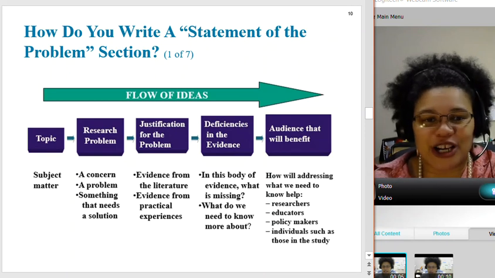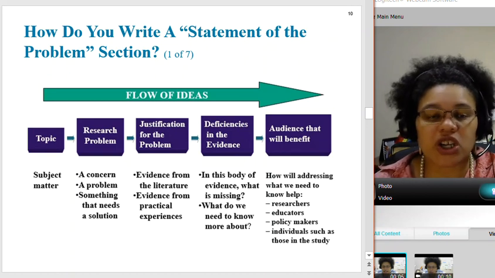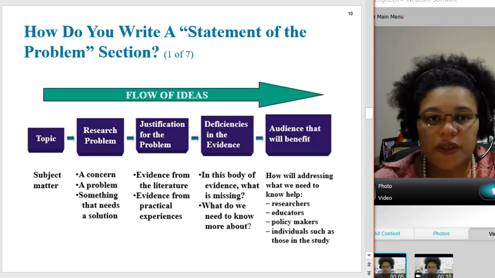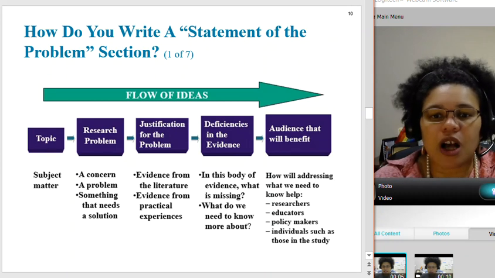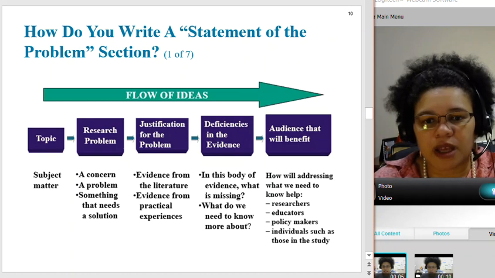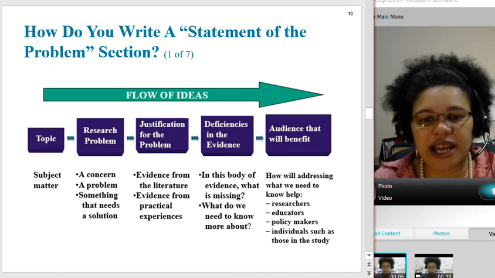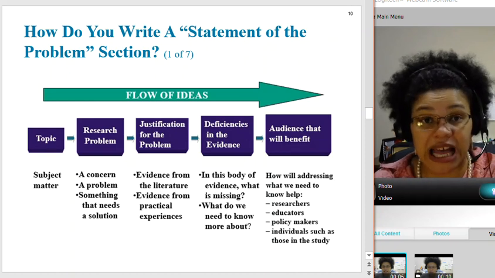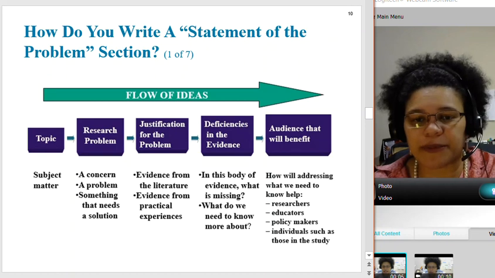These things that we've talked about, the topic and so on, are included in a statement of the problem section. We start with a broad topic, then we describe the research problem, the concern, the thing that needs the solution. Then we would talk about justification for the problem, explaining why this problem is important and worthy of study. And usually that's evidence. Usually we use evidence from the literature or evidence from practical experiences in order to justify this problem as a problem for research.